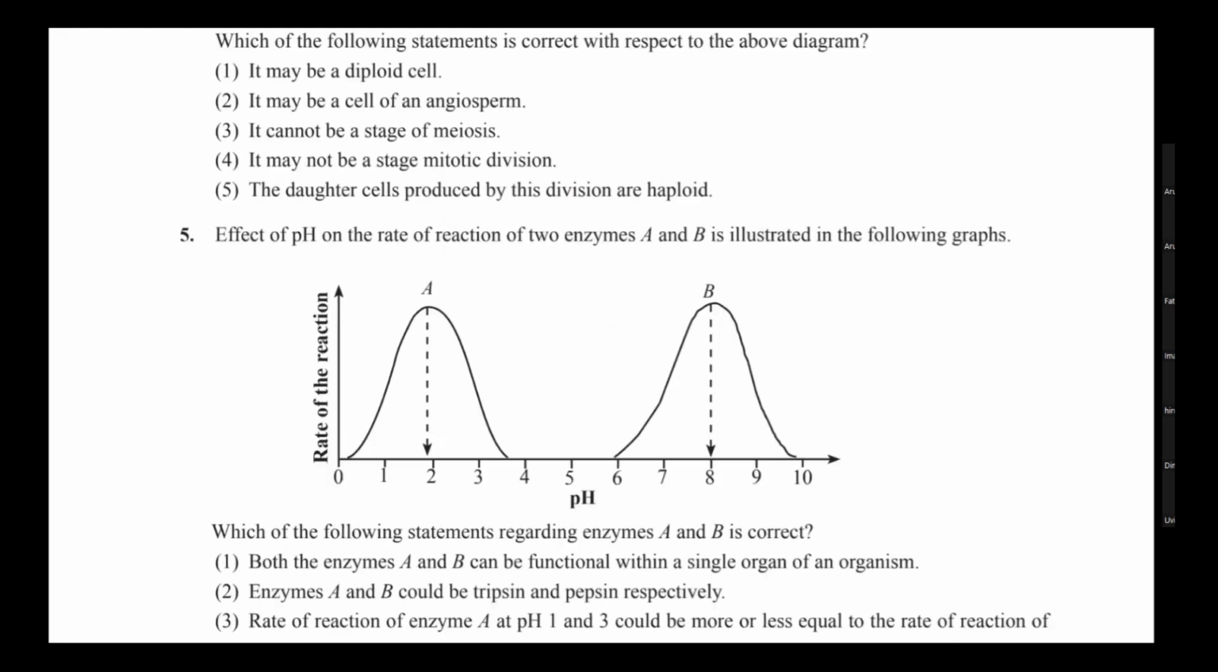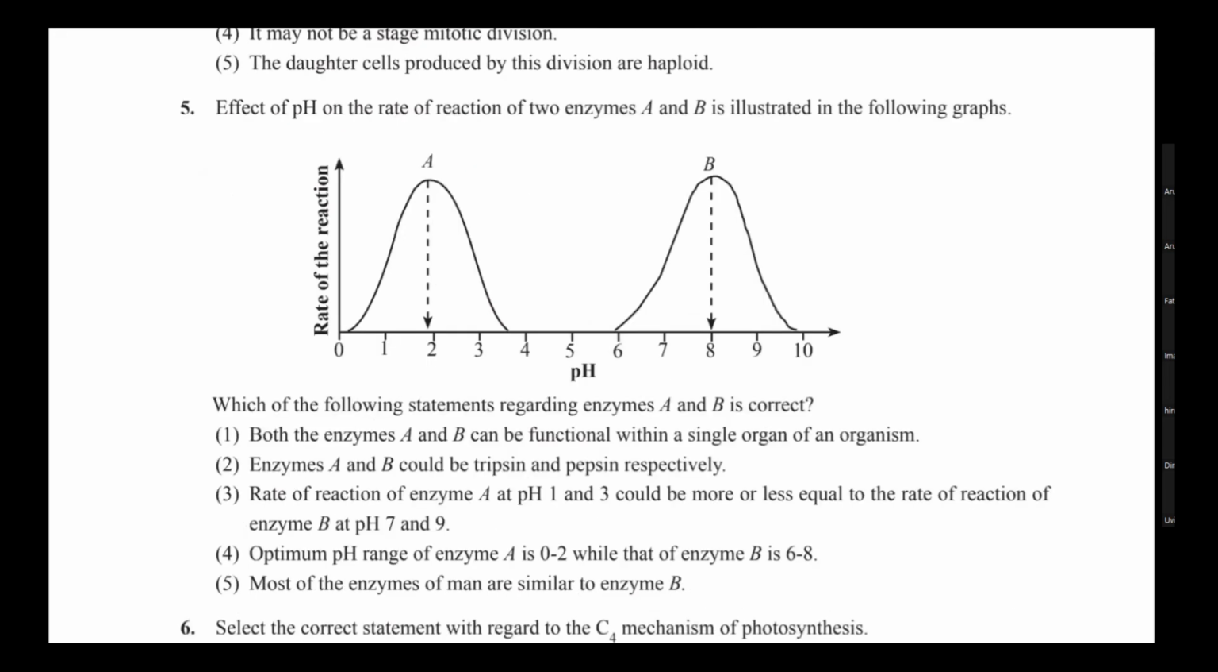Question number 5. Effect of pH on the rate of reaction of two enzymes A and B is illustrated in the following graph. Right? This question is given from enzyme part. Now, this same figure is given in your resource book, right? What is this enzyme? A should be pepsin, right? A should be pepsin. And B, it should be trypsin.